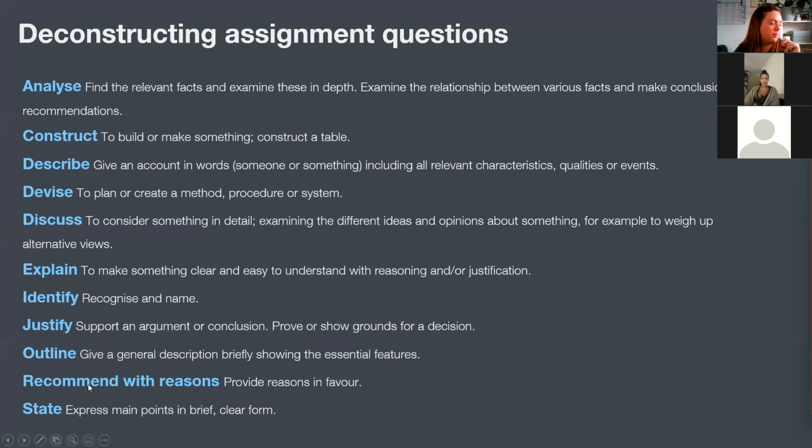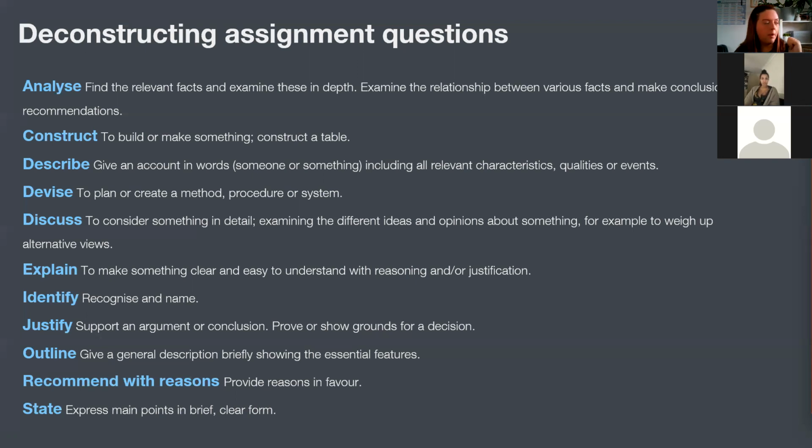State is another one as well at the bottom there. Express the main points in brief, clear form. So really, they just want you maybe just to list something here. You don't really need to do much more than that. So it's really important to look at those words.